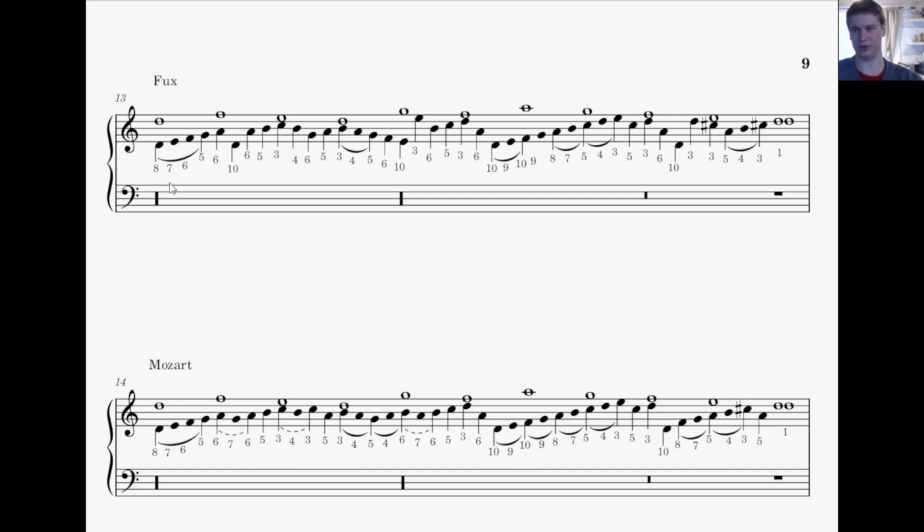But on the other hand, if we look at Fuchs's example, we can see we start going up, and then all of a sudden we go down here.